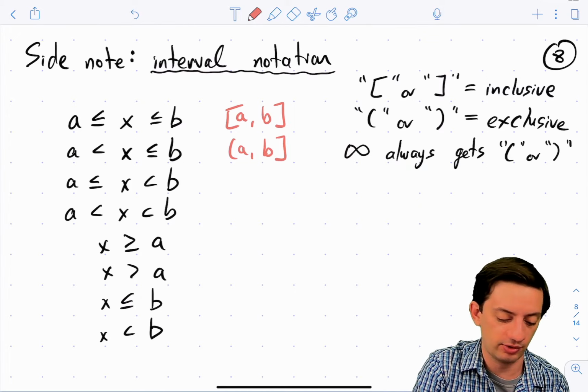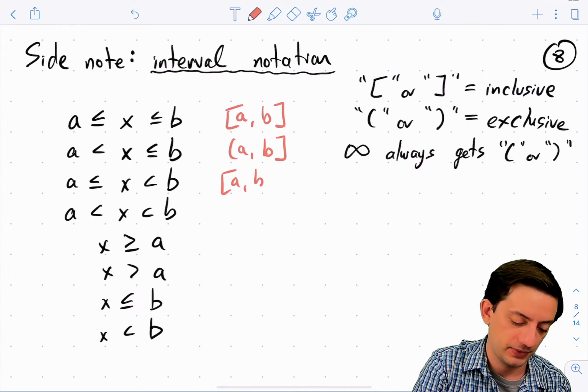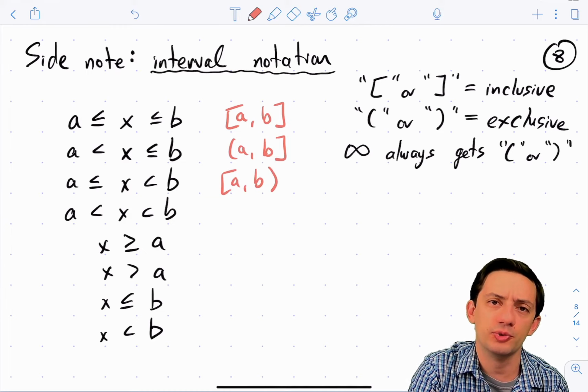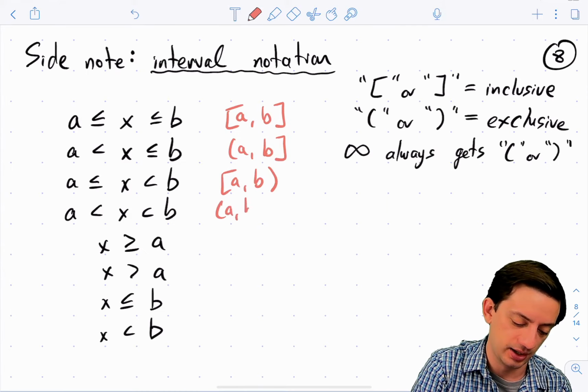The next one is kind of the reverse. A is included, and b is excluded. And in this fourth one, they're both excluded. So that's a, comma, b.